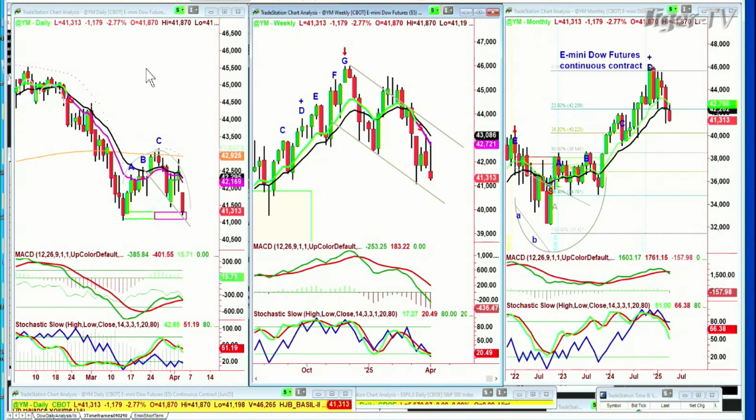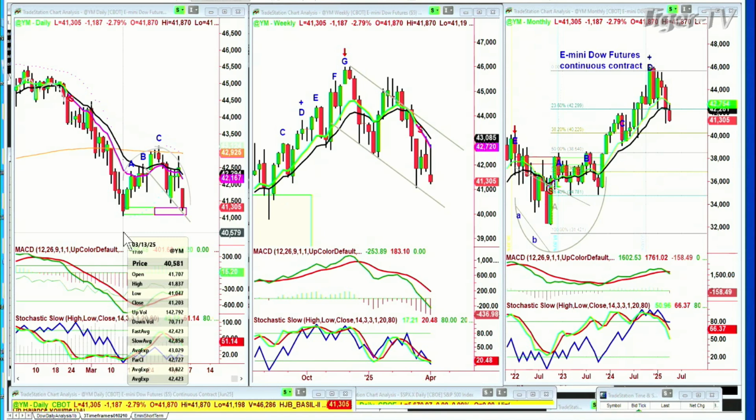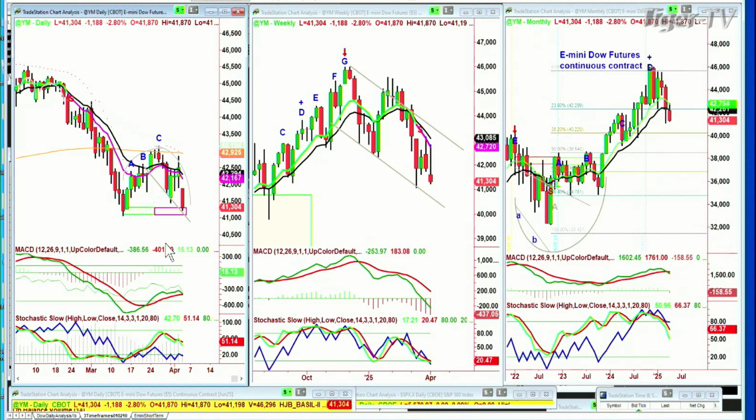The Dow's futures are down 1,179 to 41,313. The low of the 13th in the futures was 41,047. That's what I believe we're going to attempt to tackle. That's different to the S&P. Let's go to the E-mini for the moment, ES.